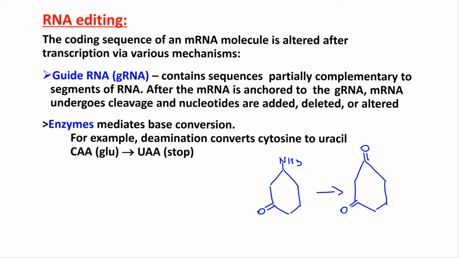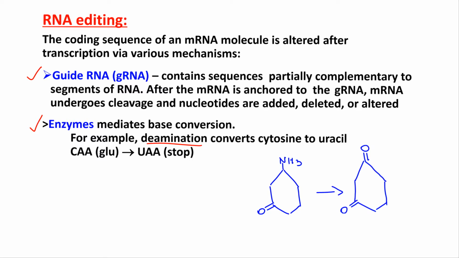RNA editing takes place after processing of pre-mRNA, and it introduces a new, changed sequence, which would code for a different amino acid. How can it be done? There are two major mechanisms which can mediate RNA editing. It can be via guide RNA, which contains sequences that are partially complementary to segments of RNA, or it can be altered enzymatically, for example, by deamination.